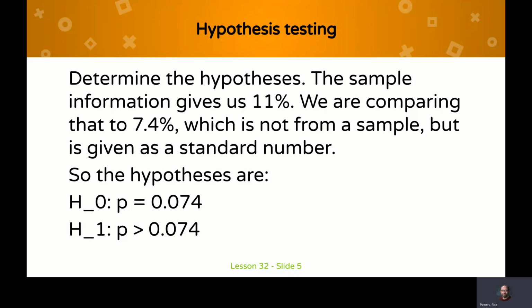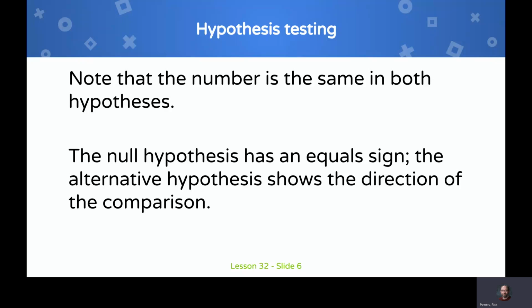Determine the hypotheses. The sample information gives us 11%. We're comparing that to 7.4%, which is not from a sample, but is given as a standard number. So the hypotheses are the null hypothesis, p is equal to 0.074. The alternative hypothesis, p is greater than 0.074. Note the number is the same in both hypotheses. The null hypothesis has an equal sign. The alternative hypothesis shows the direction of the comparison.